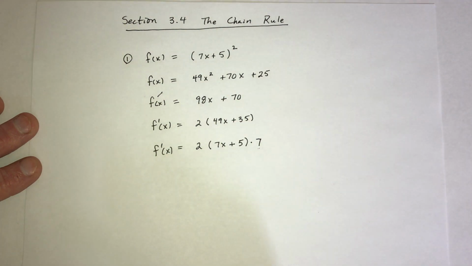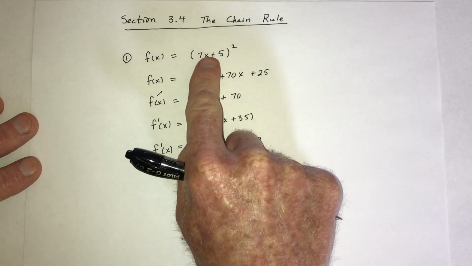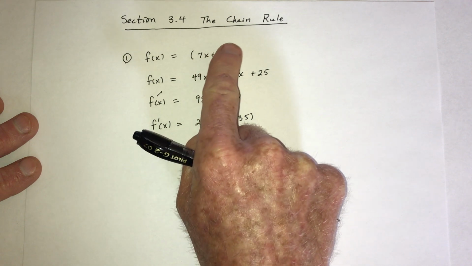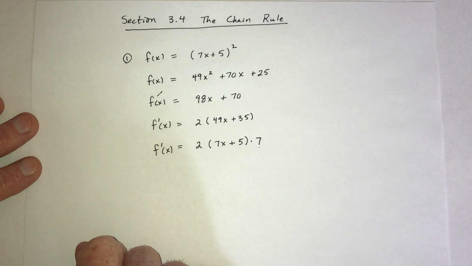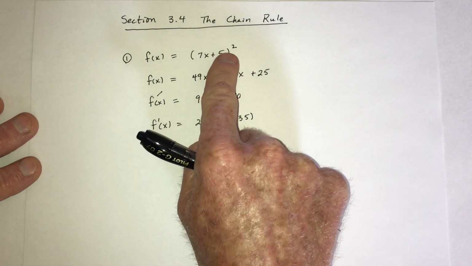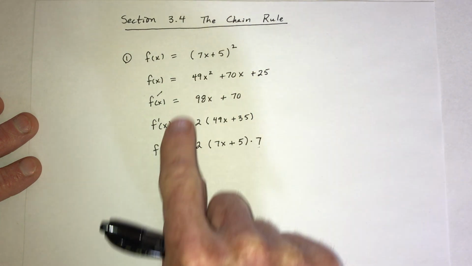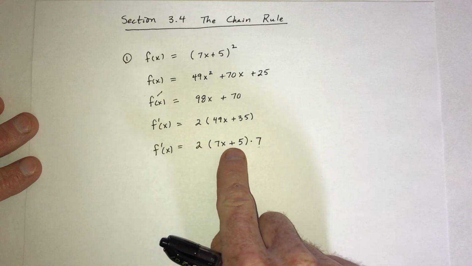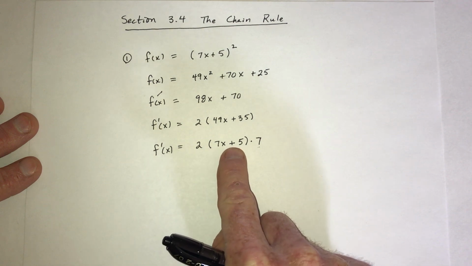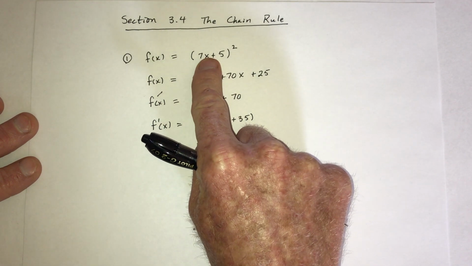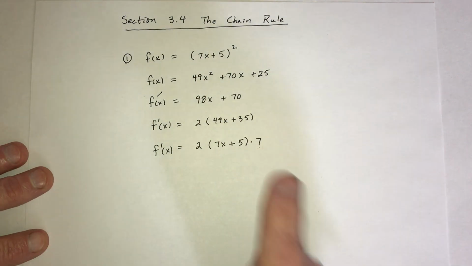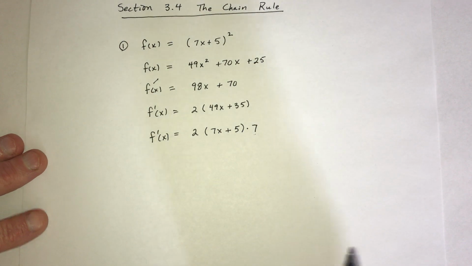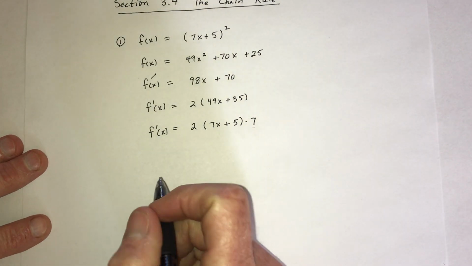So basically, when you have one function that gets substituted into another function, then you need to take the derivative, but you only do one at a time. So for the squared function, the derivative would be 2 times whatever the parentheses are. And then after that, you would multiply by the derivative of the inside. That would be 7. So that is what's known as the chain rule.